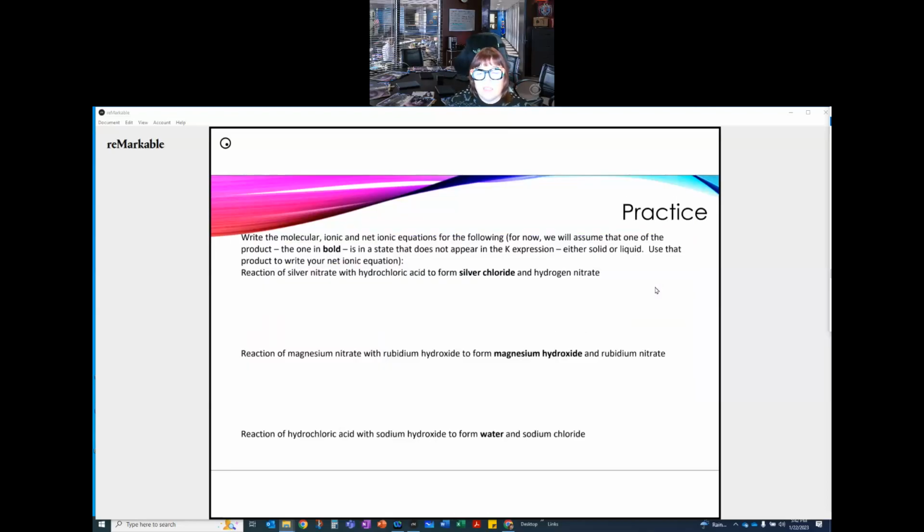Now, because the equations are such a big part of what we talk about in terms of doing KSPs, I want to do some practice for this. So I have asked you to write the molecular, ionic, and net ionic equations for the following. For now, we'll assume that one product, the one in bold, is a state that does not appear in the K expression, either solid or liquid. Use that product to write your net ionic equation. Okay. So, reaction of silver nitrate with hydrochloric acid to form silver chloride and hydrogen nitrate.